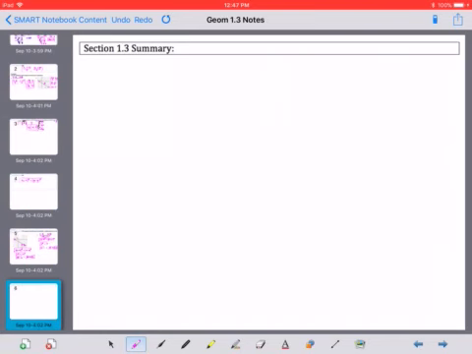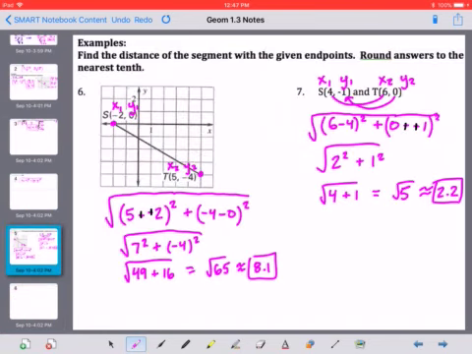All right, so that is how to use the midpoint and distance formulas.